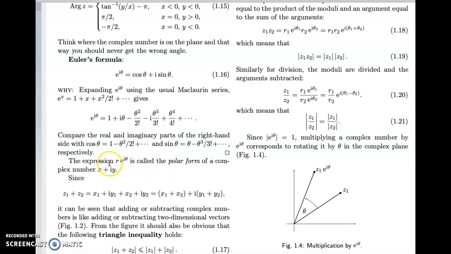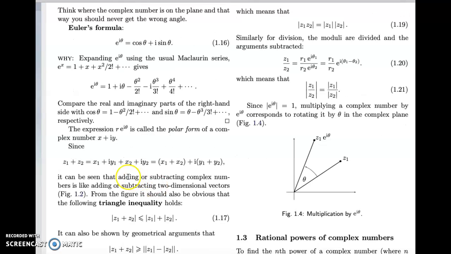So when you write a complex number in the form r times e to the i theta, where theta is the argument, we call this the polar form of the complex number. Okay, so as I think I mentioned before, you can think of adding complex numbers simply as adding vectors. It works in the same way.